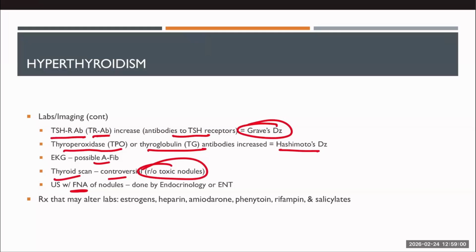Some prescriptions that may alter labs: estrogens, heparin. Here's our amiodarone. Remember amiodarone, LFTs, and thyroid. Those are the big ones you're going to hit with amiodarone. Phenytoin, rifampin, salicylates. What are those? Aspirin. Got to be careful with aspirin, we'll talk about that in a little bit with thyroid storm.